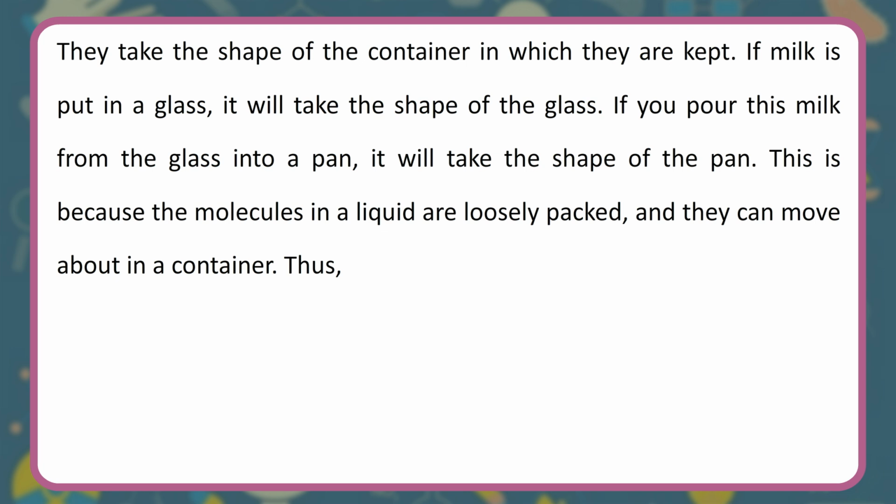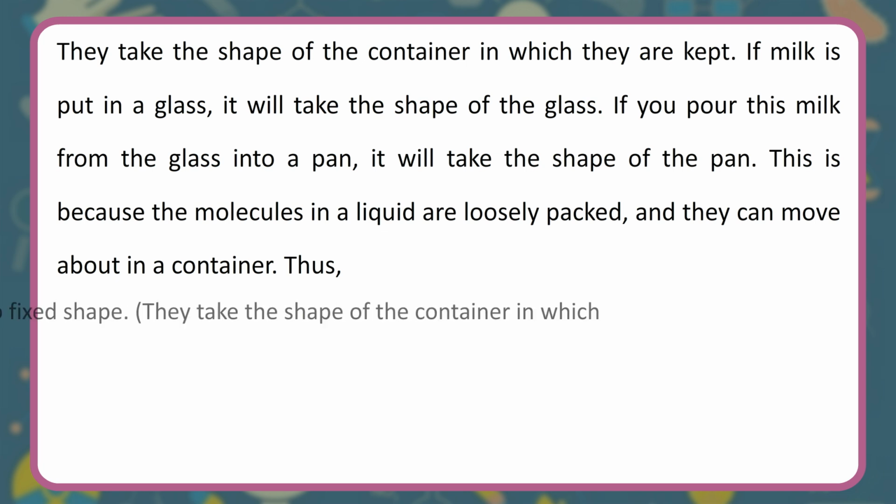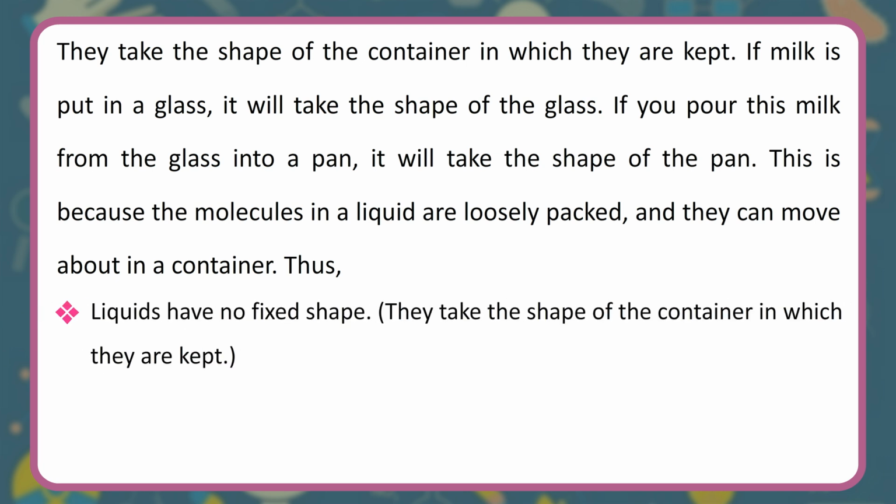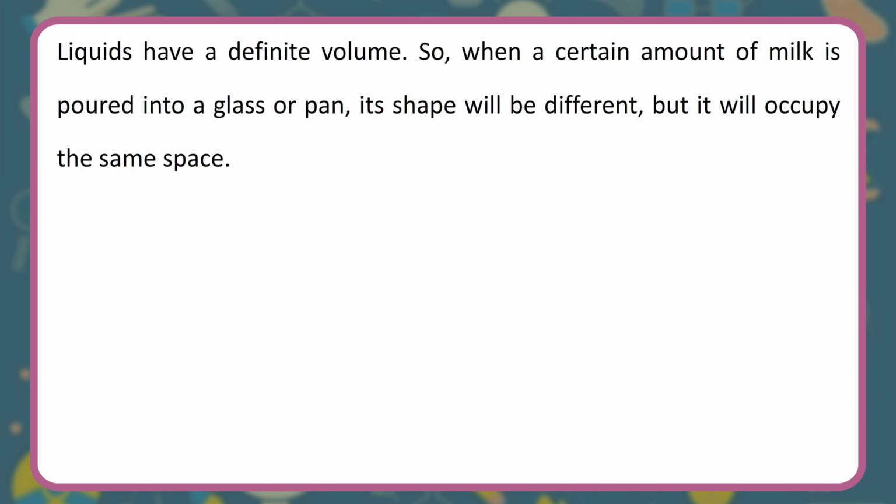This is because the molecules in a liquid are loosely packed, and they can move about in a container. Thus, liquids have no fixed shape. They take the shape of the container in which they are kept. They can be poured. They can flow. Liquids have a definite volume. So, when a certain amount of milk is poured into a glass or pan, its shape will be different, but it will occupy the same space.